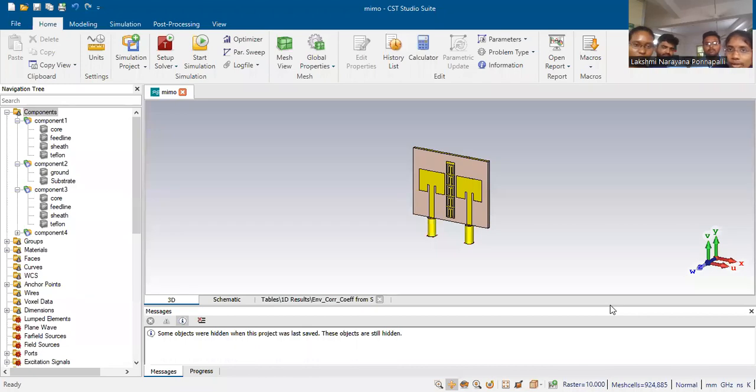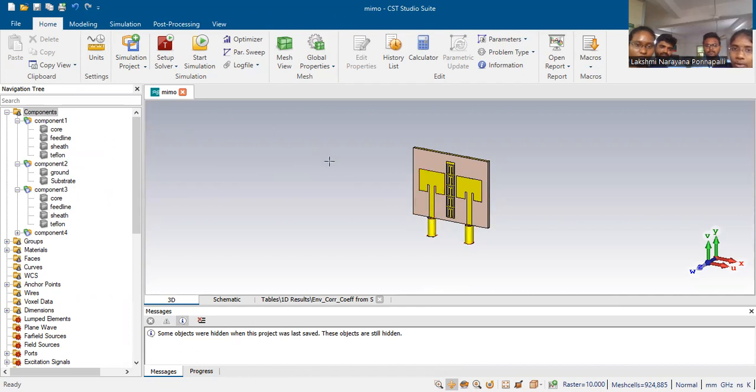This is the software we are using to design our project. This is the CST software, meaning Computer Simulation Technology software. We are going to use it for our designed antenna. Here we designed 4 components: component 1, component 2, component 3, and component 4.